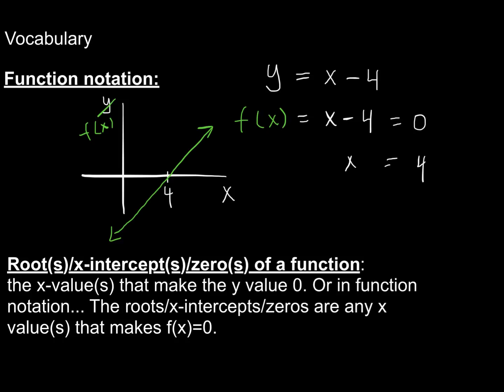Okay, and so that means that the root slash x-intercept slash zero of our function is 4, and that's because if you were to plug in 4, the y value that you would get, the output, is 0. Okay, so now that we've got that, we should be ready to go. If any of this was a little confusing, maybe do a little more online research on roots and function notation, or stop by office hours. But I think you should be fine. Let's go ahead and get into some new material.